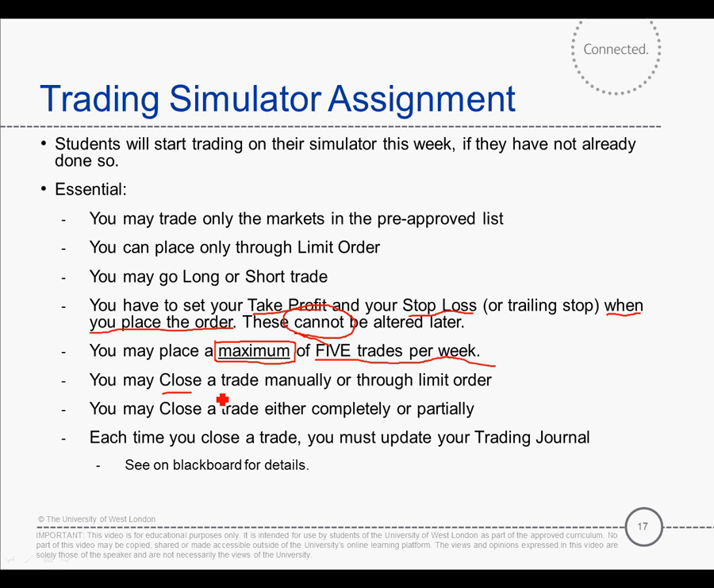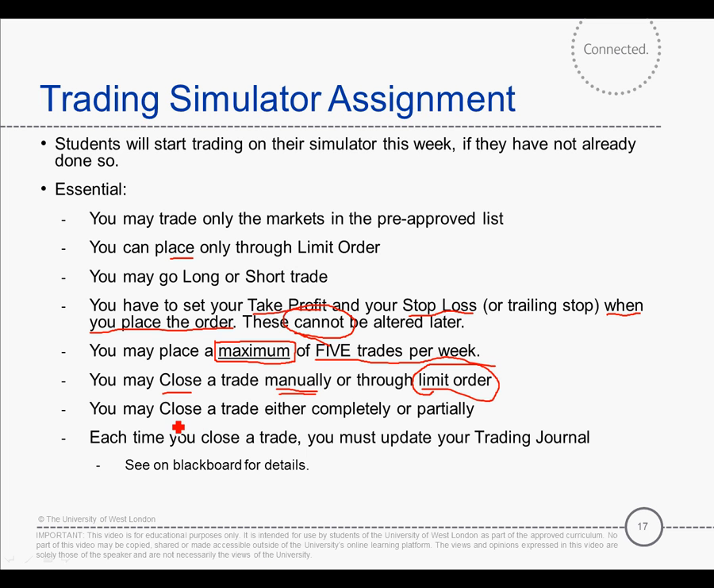When you're closing a trade, you can close it either manually or you can put a limit order for the close. You can tell the broker if it comes down to this price, close it. Or you can close it manually. You don't have to put a limit order for closing. When you're opening, it can only be through a limit order when you place it.